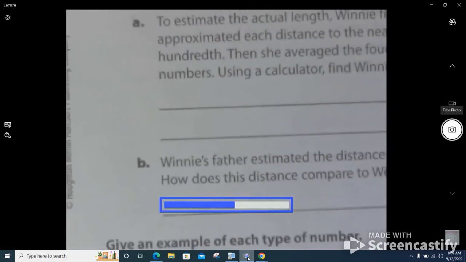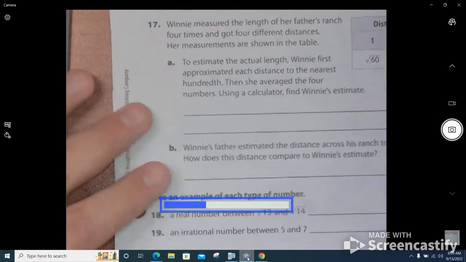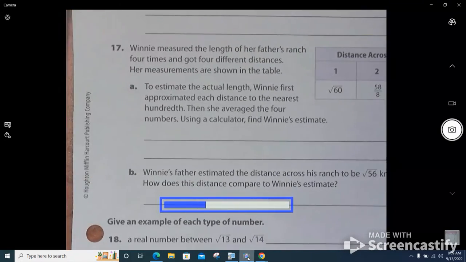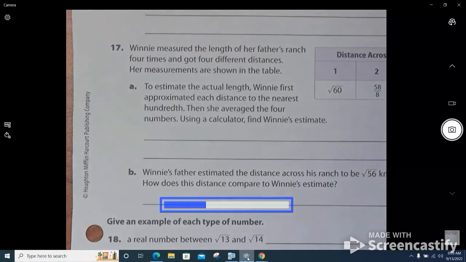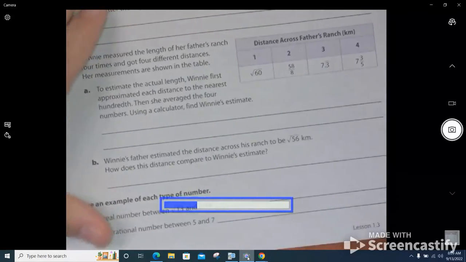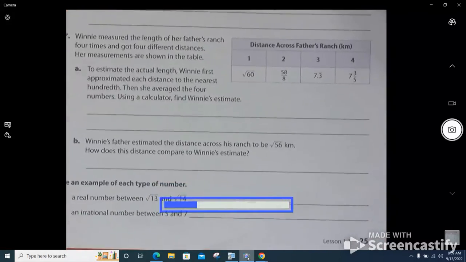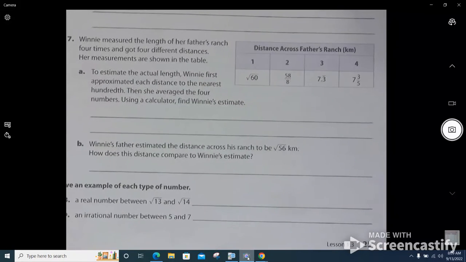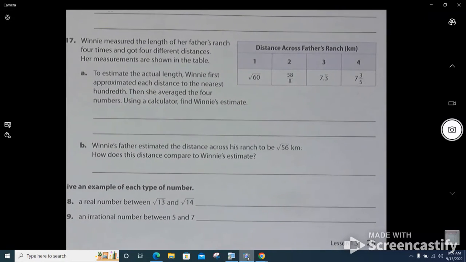All right, so let me zoom out a little bit. So for problem number 17, let me read this to you guys. It says that Winnie measured the length of her father's ranch 4 times and got 4 different distances. Her measurements are shown in the table below.